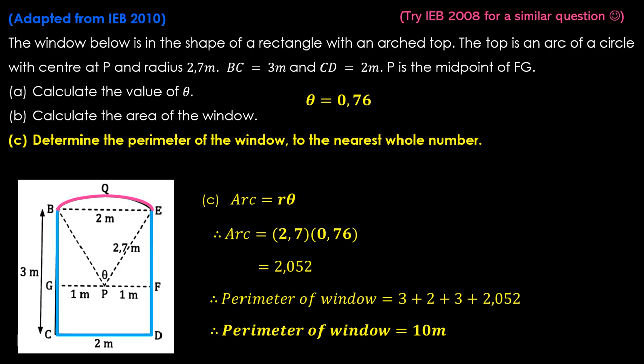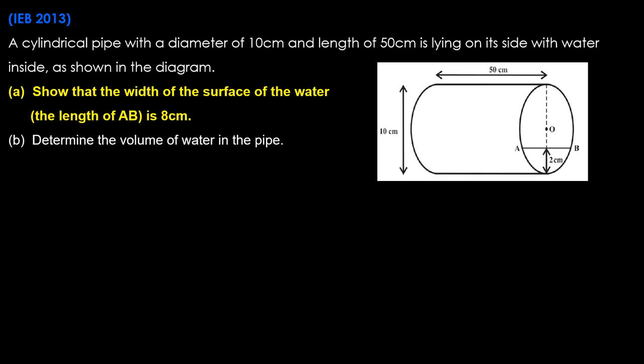2008 had a very, very similar question, so it would be a good question to try after this one. In 2013, they asked us a question where we need the area or the volume of water in a pipe. So you're given a cylindrical pipe with a diameter of 10 centimeters, and the pipe has a length of 50 centimeters, and it's lying on its side with water, as shown in the diagram.